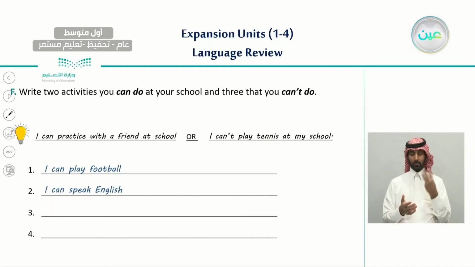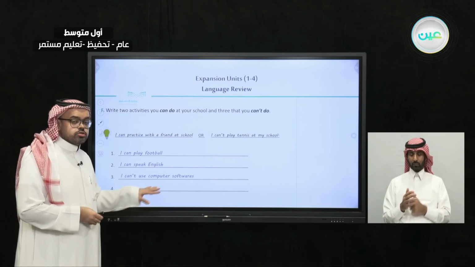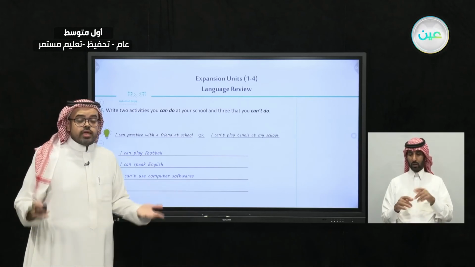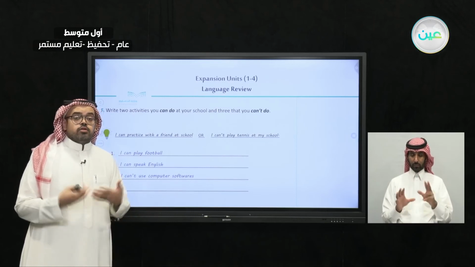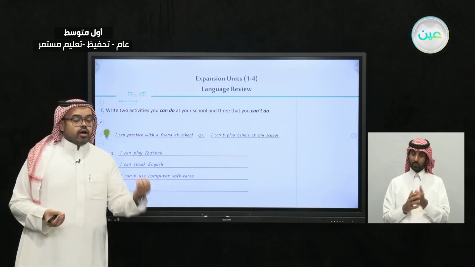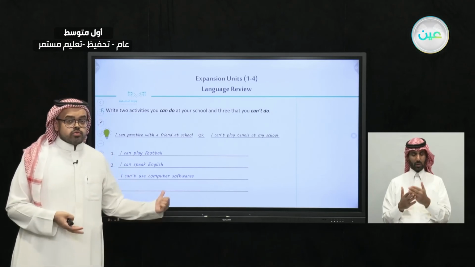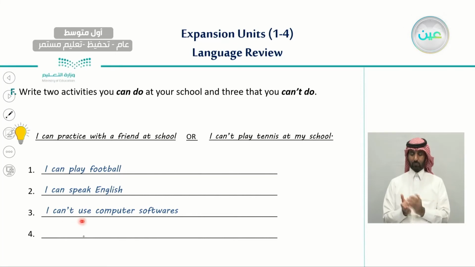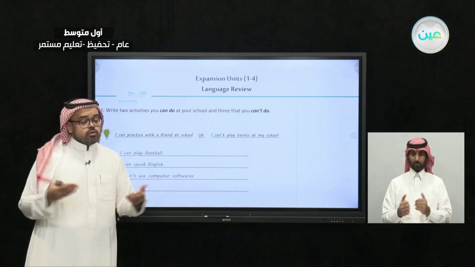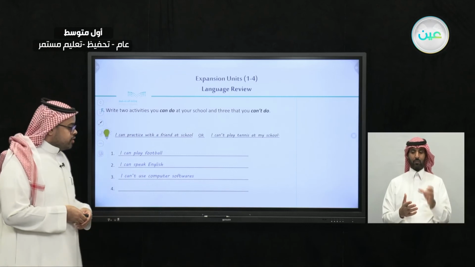The third one here we have is, I can't use computer softwares, but I can use computer games at my school. So here also we have two activities. One we can do and the other we cannot do at my school. So the third one is, I can't use computer softwares at my school, but I can use computer games. So you can write both of them in this sentence.